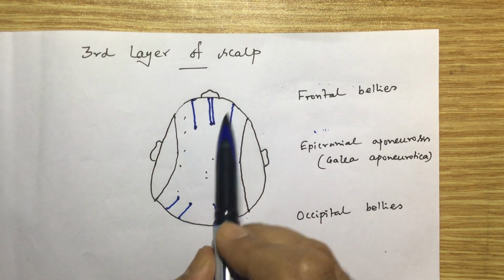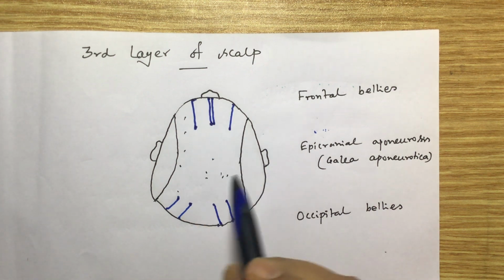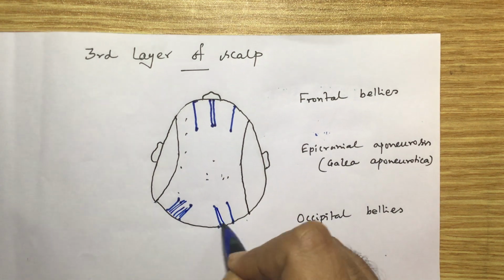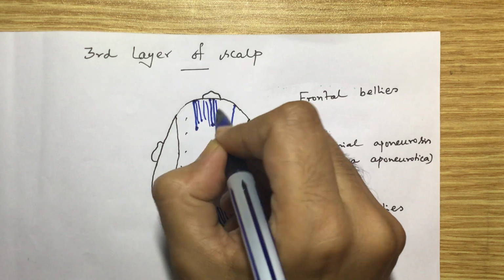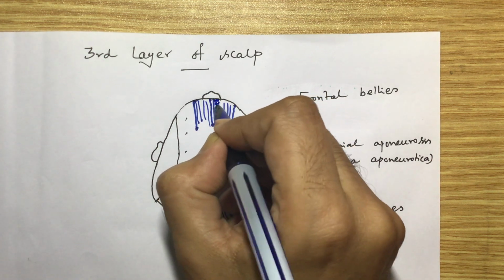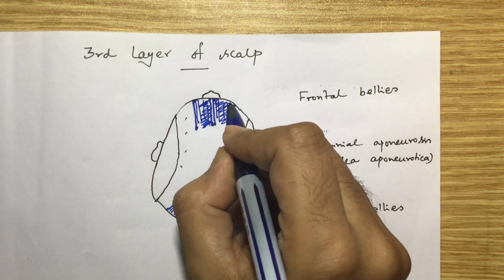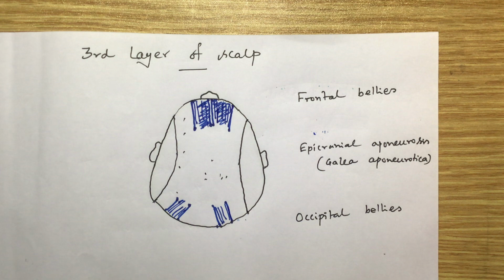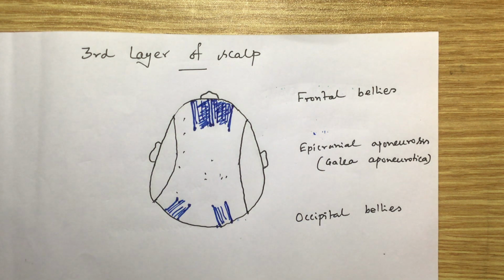See, the medial walls of the frontal bellies are approximating with each other, whereas the occipital bellies are coming from the lateral side. So this is one, this is another. Frontal bellies have no bony attachment.